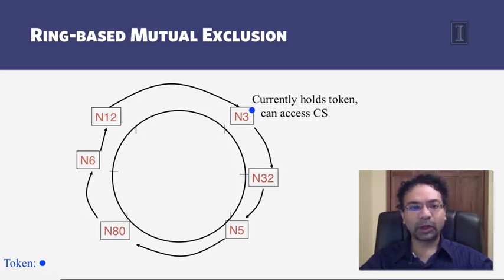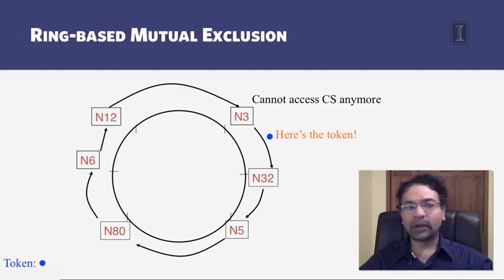We have a special message called the token message, shown as a blue message here on the slide. The process that has the token message at any point of time can enter the critical section. No other process can enter the critical section. So N3 currently has access to the critical section. It, if it chooses so, can access the critical section at this point of time. When it's done, it can pass on the token to its successor in the ring.